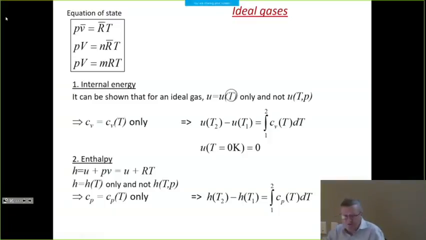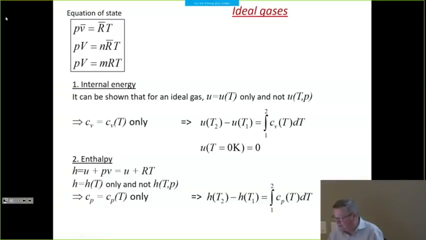Well, if U is U of T, and Cv is dU/dT at constant volume, then Cv is Cv of T. So that's easy. That means that U of T2 minus U of T1 is simply the integral between 1 and 2 of Cv of T dT. This integral is an equation of state, but you need to know explicitly Cv of T. The good news is you at least got rid of the dependence of Cv on P. That's the main result, actually, of having the hypothesis that you're dealing with an ideal gas.